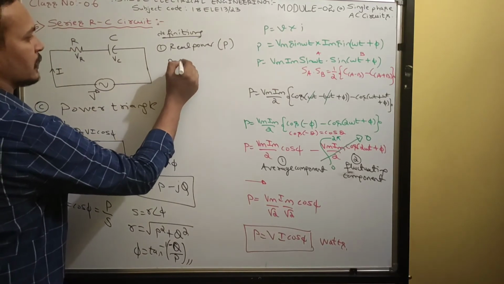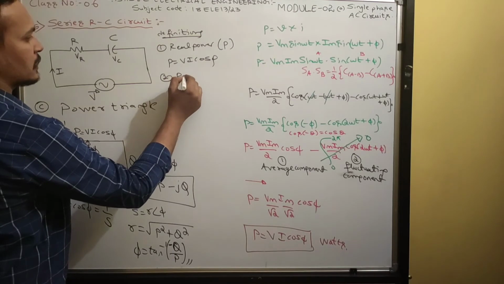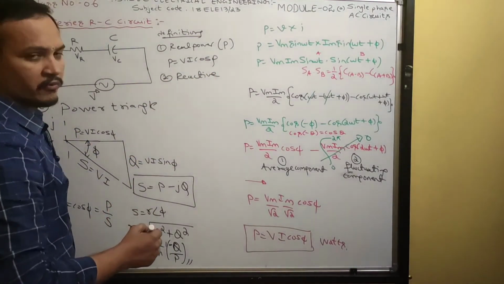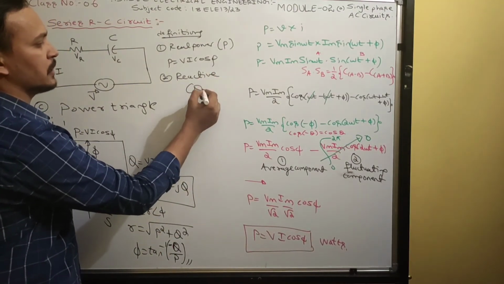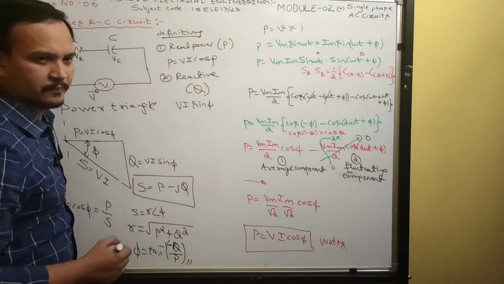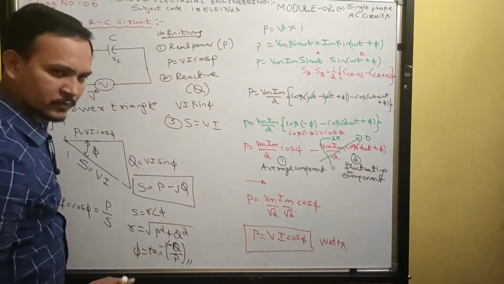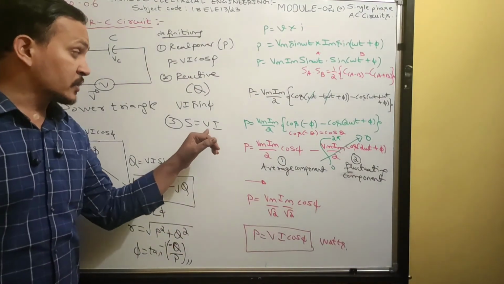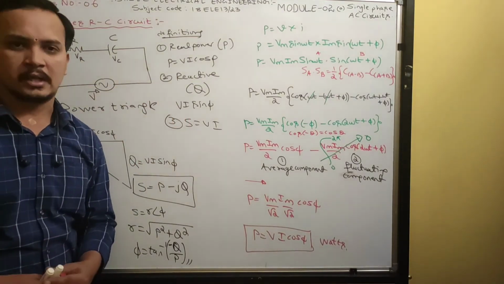What is the equation for P? VI cos phi. Next, another power is reactive power or imaginary power, or wasteful power or false power. Reactive power is denoted by Q. What is the formula for that? VI sin phi. And one more is apparent power, which is VI. That gives the product of RMS voltage and RMS current, the total power connected across the circuit.